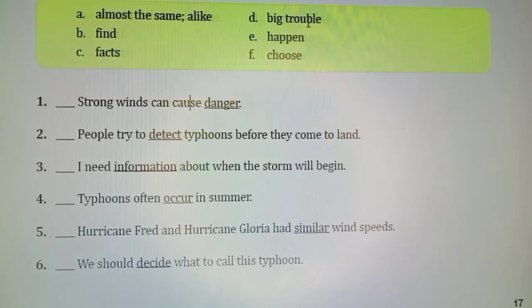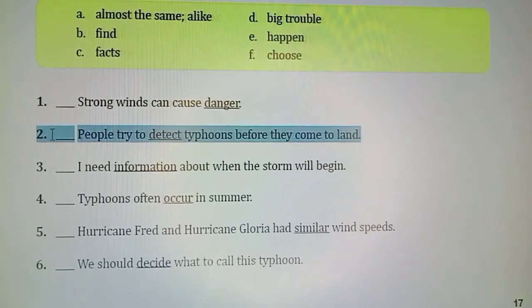Excellent. Back trouble. Yeah, that's right. So, the letter D is the best answer for number one. The next one, number two. People try to detect typhoons before they come to land. What does it mean, detect, here? Yeah, find. So, the letter D is the best answer for number two.